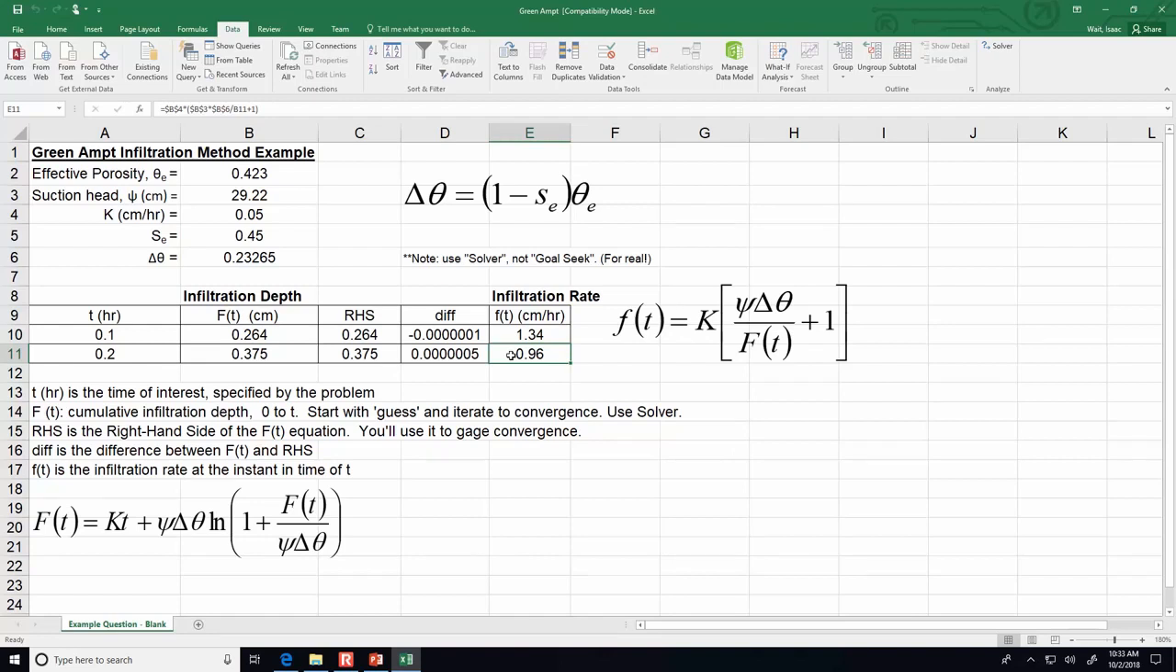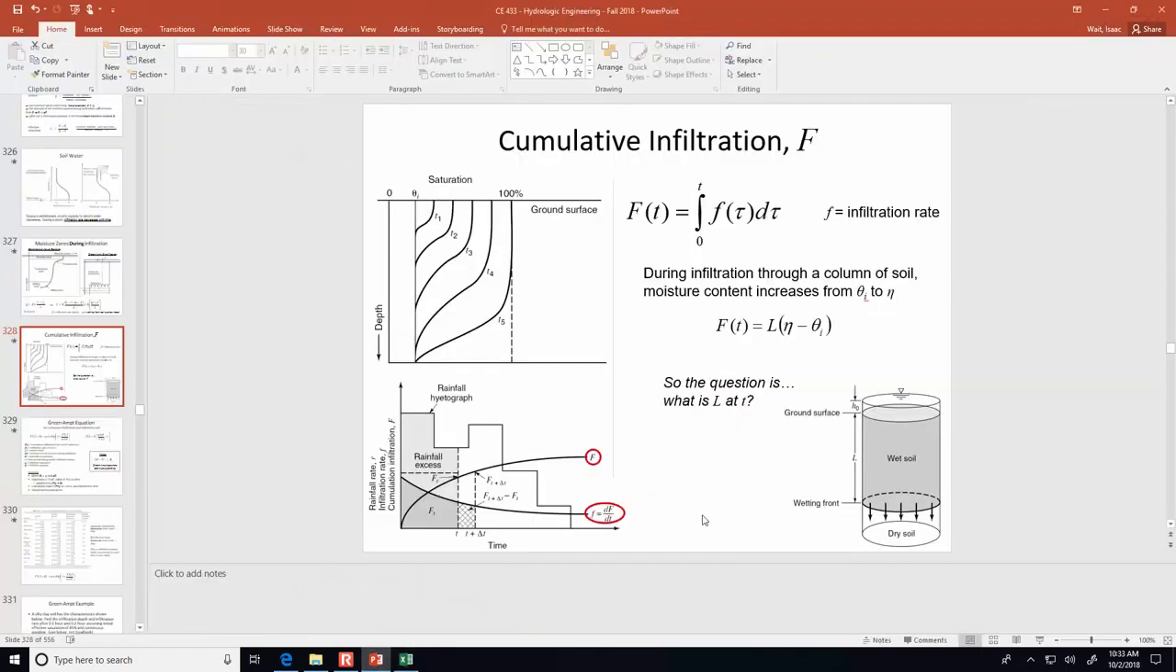For the first calculation of infiltration depth, we just take the T divided by K. Oh, the initial guess? Yeah, the initial guess was just K times T. Okay. But we don't have to sweat it. If you put anything in there, then solver is going to eventually be able to converge. It just converges a little faster if you start with a reasonable initial guess. Are there other questions about this? Okay, so that's the Green-Ampt method.